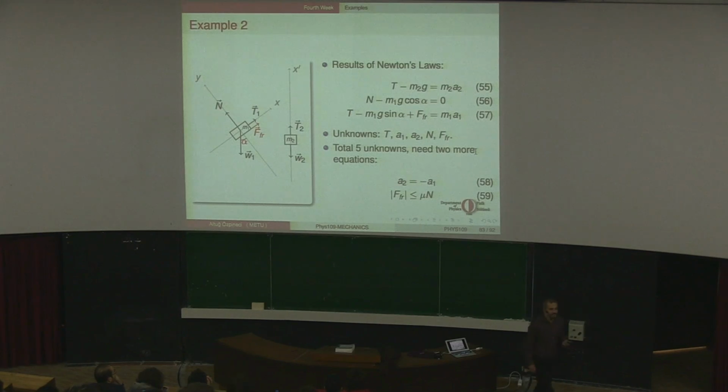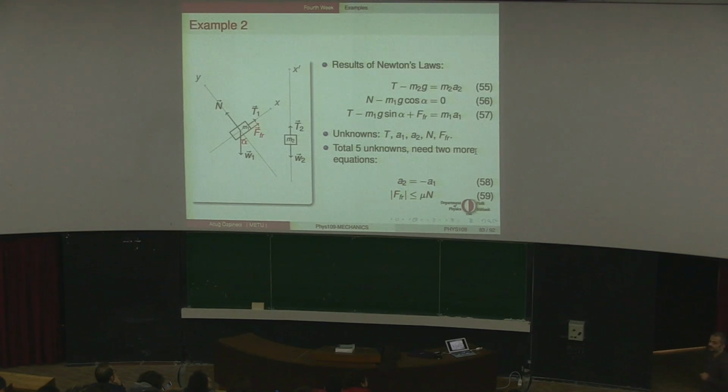So by just applying Newton's second law to each one of these free body diagrams, I ended up having 3 equations. But I have 5 unknowns. T, N, and the friction force are the unknowns in the forces, and a1 and a2 are the unknown accelerations of my masses. I need 2 more equations.